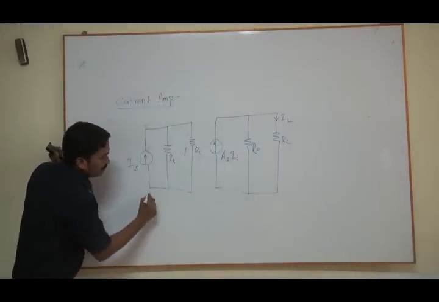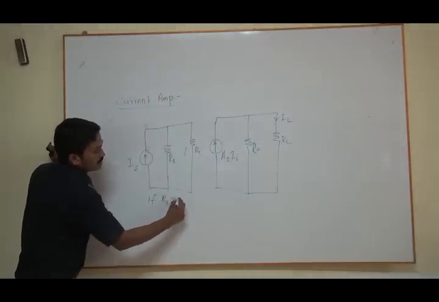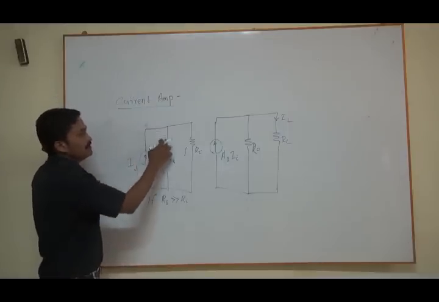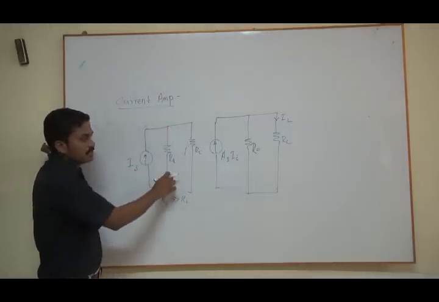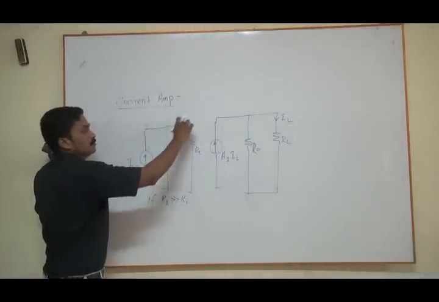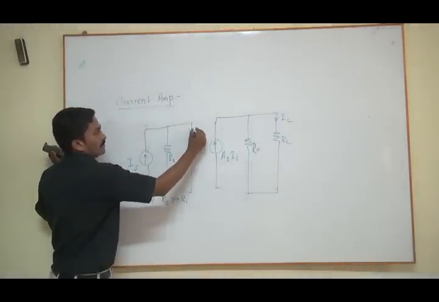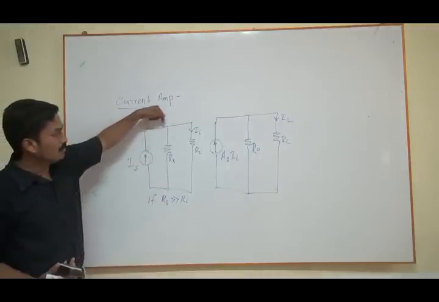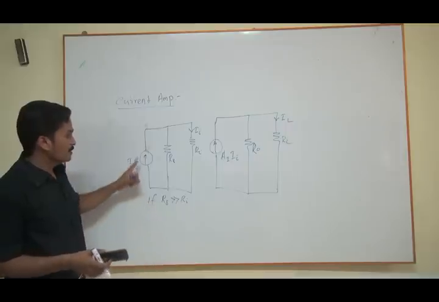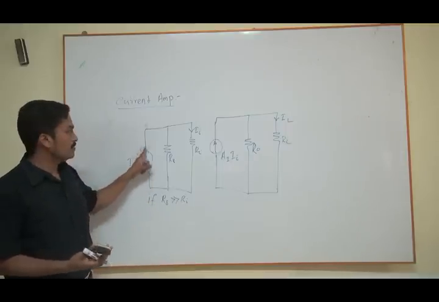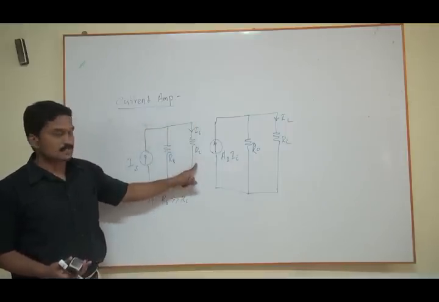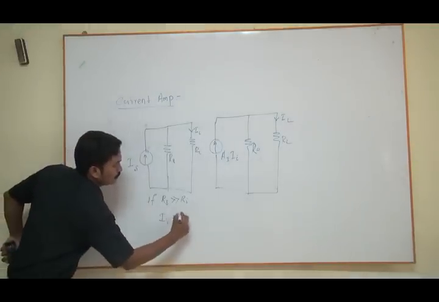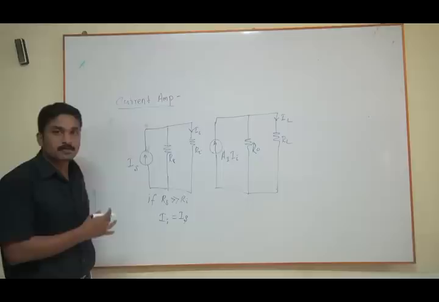Now, if your Rs value is greater than Ri, then what will happen? The flow of current is small through this resistance, so the maximum current flows through this Ri only. Isn't it? If Rs value is very high, then current flow through Rs is very small. So almost all the current will be flowing through this Ri resistance. So Ii is now equal to Is at the input side.